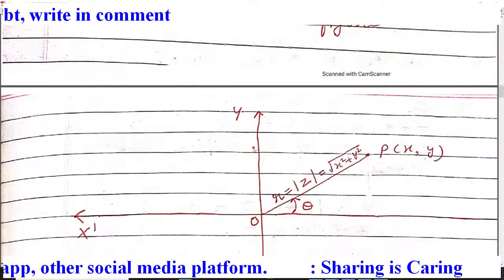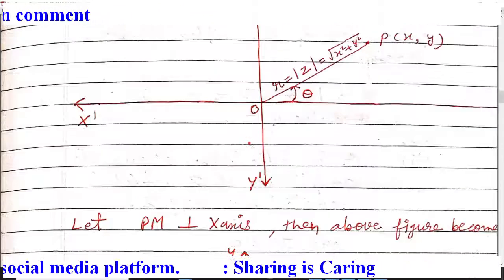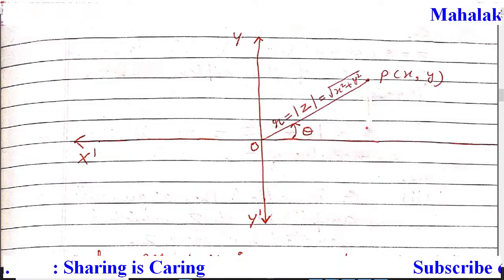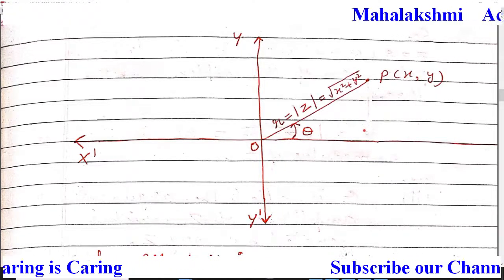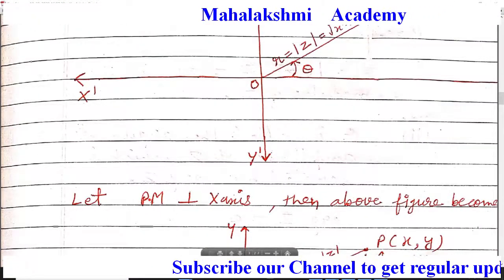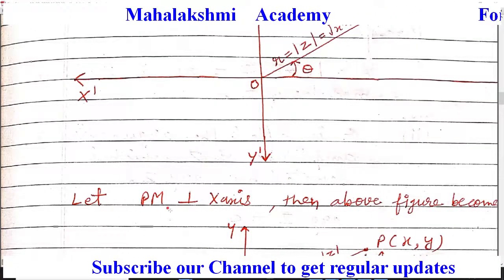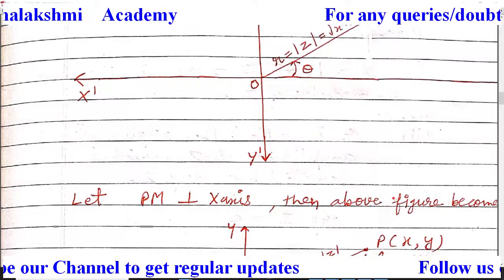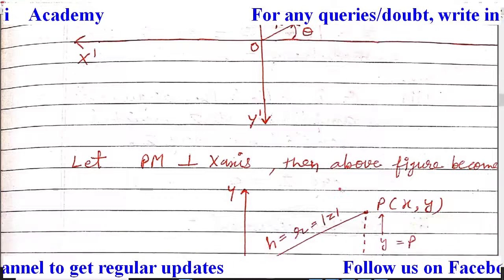Now we move to the next step. Suppose we have to draw a perpendicular from point P to the x-axis; the perpendicular will be drawn like this, and I assume that perpendicular as PM. So I wrote here: let PM be perpendicular on the x-axis, then the above figure becomes, so the same figure is converted like this.